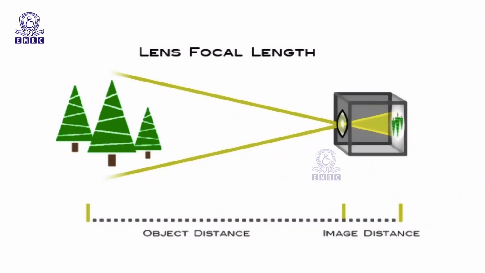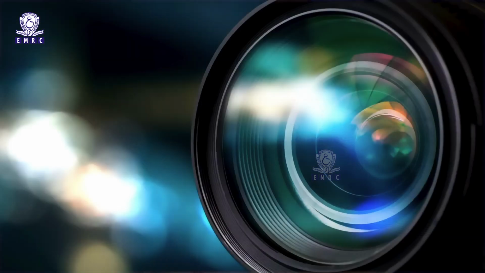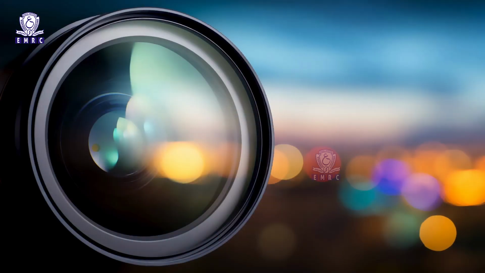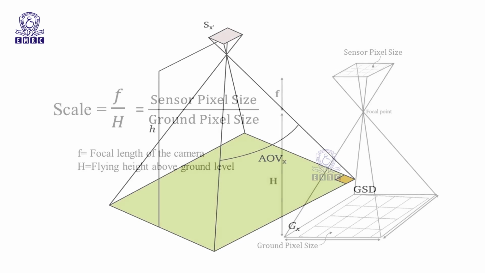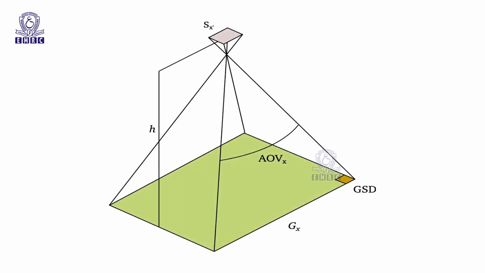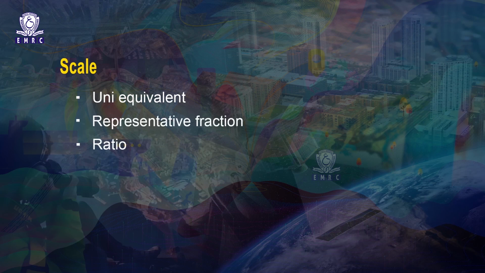Focal length. The distance from the middle of the camera lens to the focal plane. As focal length increases, image distortion decreases. The focal length is precisely measured when the camera is calibrated. Scale. The ratio of the distance between 2 points on the photo to the actual distance between the same 2 points on the ground. Scale may be represented in 3 ways: unit equivalent, representative fraction and ratio.